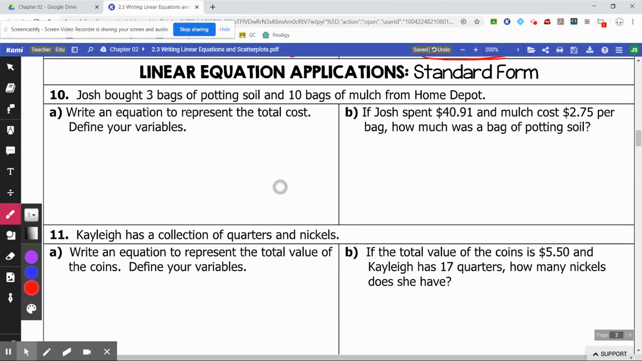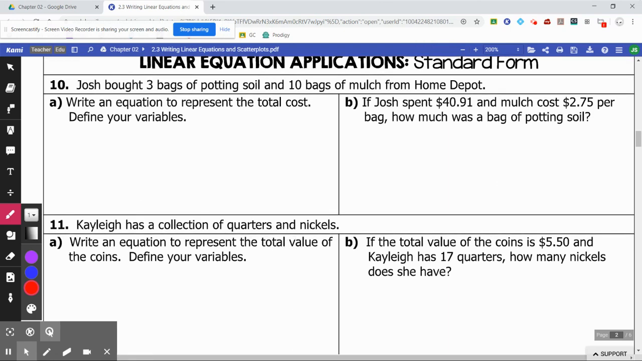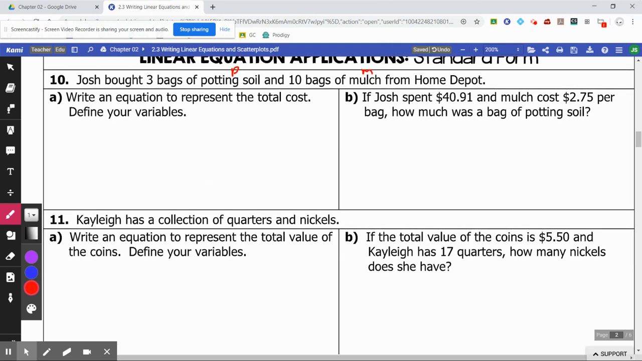Number 10. Josh bought 3 bags of potting soil, 10 bags of mulch at Home Depot. Write an equation to represent the total cost. Now, I don't know how much each of these cost, so I'm going to say that each bag of potting soil is going to cost P dollars. Each bag of mulch will cost M dollars. So if he bought 3 bags of potting soil, we're going to have to multiply 3 times P to find out how much money he spent there. Plus, in addition, he bought 10 bags of mulch. So 3P plus 10M will equal the total cost.